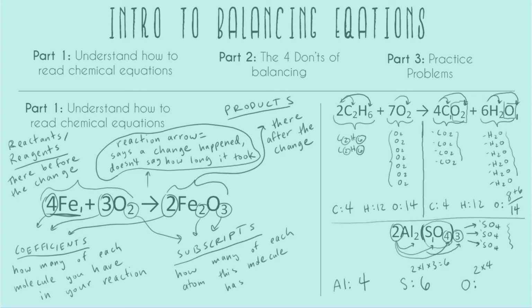And then because oxygen is also in this parentheses, the 3 is also applicable. So we're going to have to multiply it by 3 as well. So 2 times 4 times 3 is 24. So we have 24 oxygens.